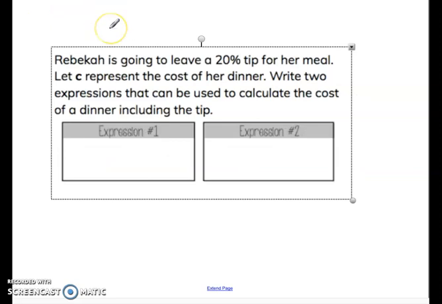So you have to remember, tip is also an add-on. So Rebecca is going to leave a 20% tip for her meal. If C represents the cost of her dinner, we need to write 2 expressions that can be used to calculate the cost of the dinner, including tip.